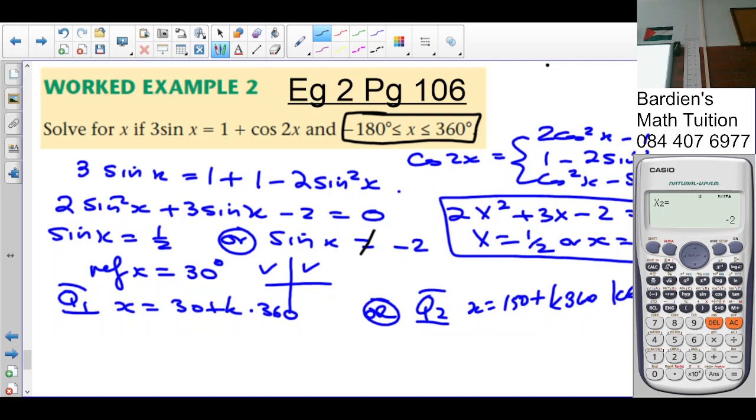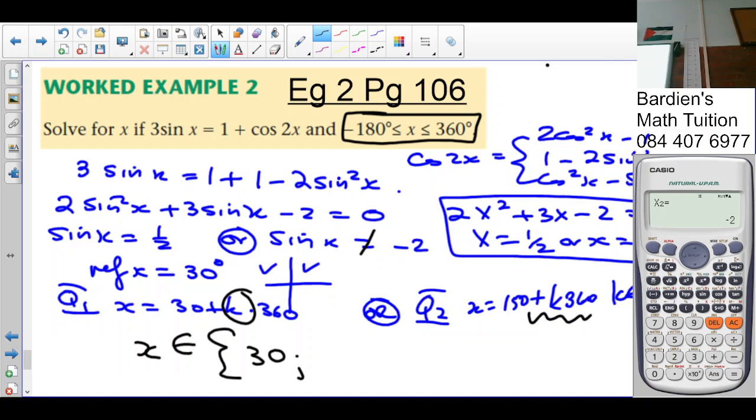So where do I start? So x is an element of, and I put 0 in here. If I put 0, what do I get? 30. If I put 1 in, of course it's going to be outside. That would have been 390 degrees. Put minus 1 in, I get negative 330. Also not what I'm looking for, not so.